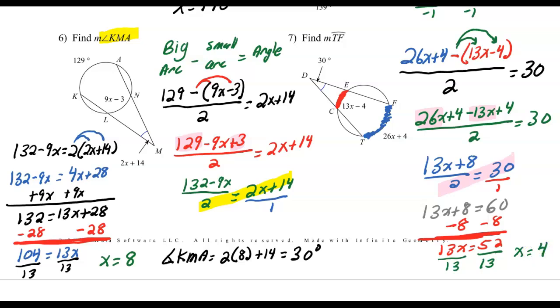Now for this problem I wanted TF. So TF is the blue arc. So the measure of TF is 26 times 4 plus 4. And doing the math on that, we get 180 degrees for our final answer.